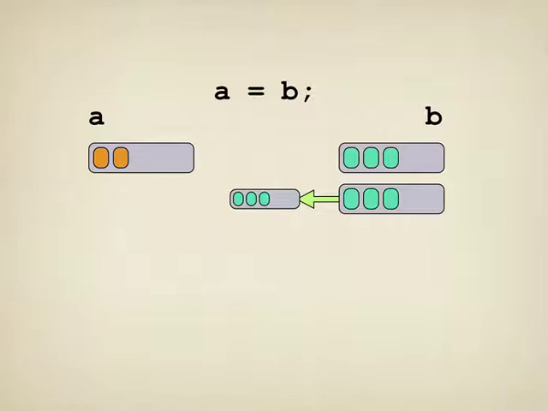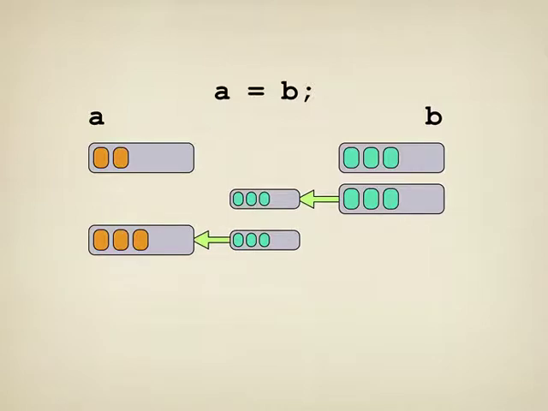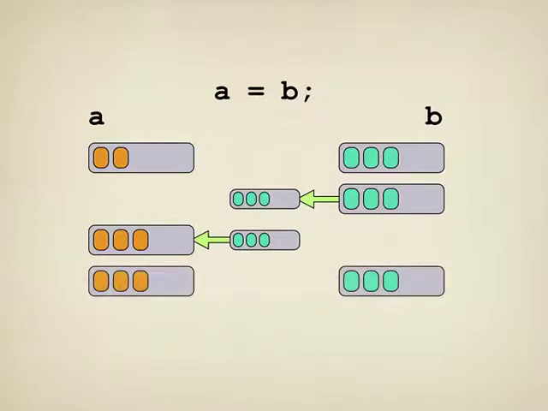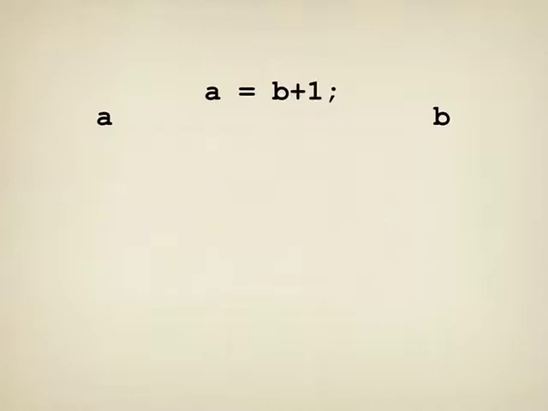Then it says, okay, I'm finished. What do I need to do? Oh, assign this to a. No problem. I just copy the little temporary variable into a, and here's the result. a now has the value of 3, and b is unchanged. Okay, great. Let's try this with a slightly more complicated expression, a = b + 1.